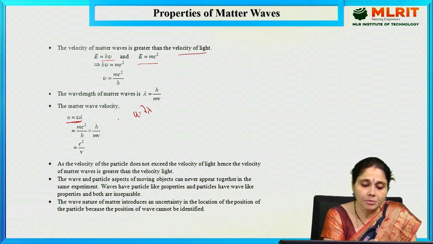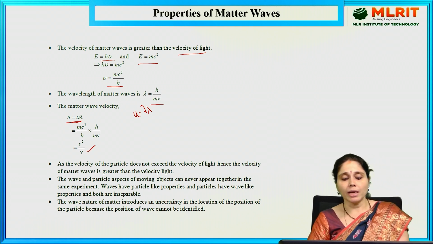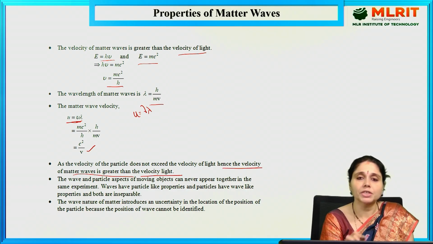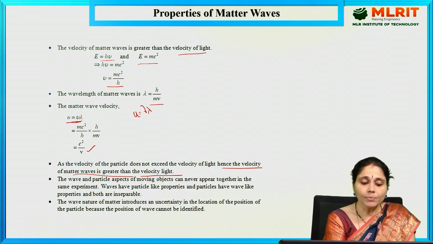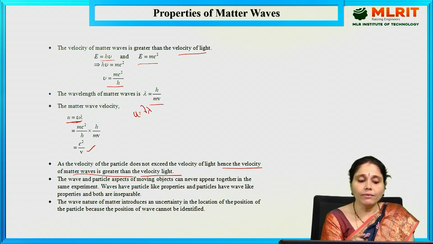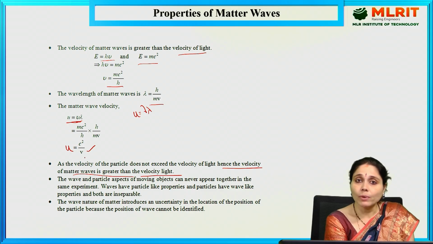Let us substitute nu is equal to mc square by h and lambda is equal to h by mv. So u is equal to c square by v. As the velocity of the particle does not exceed the velocity of light, hence the velocity of matter waves is greater than the velocity of light. We can say this from this equation: the matter wave velocity u is equal to c square by v.